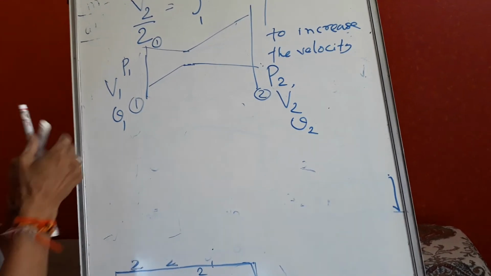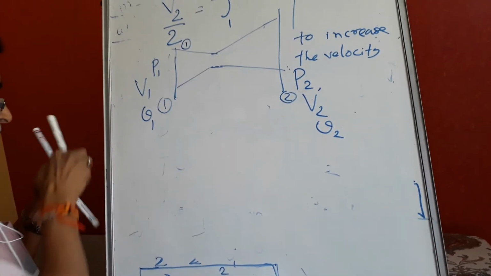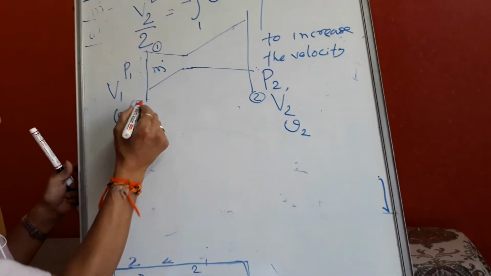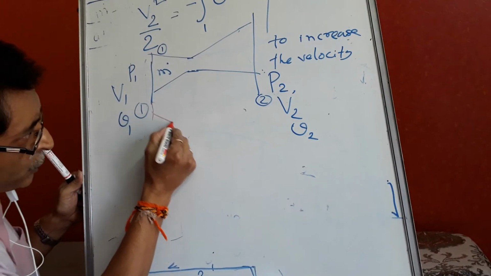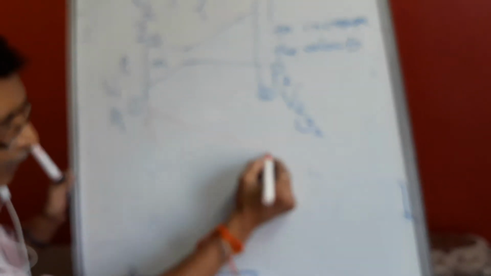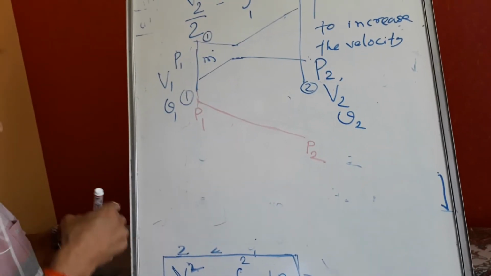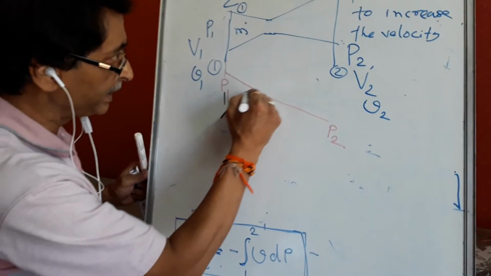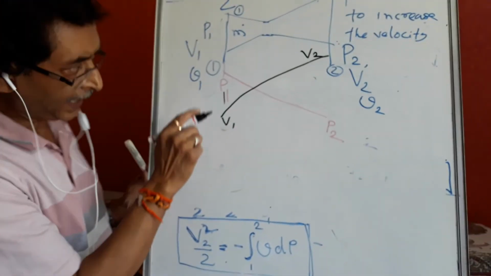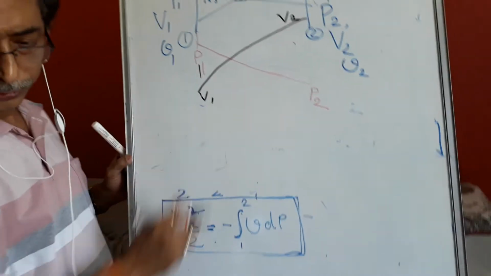Now what will happen when the steam is flowing? M dot amount of steam is flowing through the nozzle. When steam flows, what will happen to the pressure? The pressure will gradually decrease from P1 to P2 in the nozzle. Then what will happen to the velocity? The velocity will continuously increase from V1 to V2. So the graph will be like that: the pressure is decreasing from P1 to P2 and the velocity is increasing from V1 to V2.